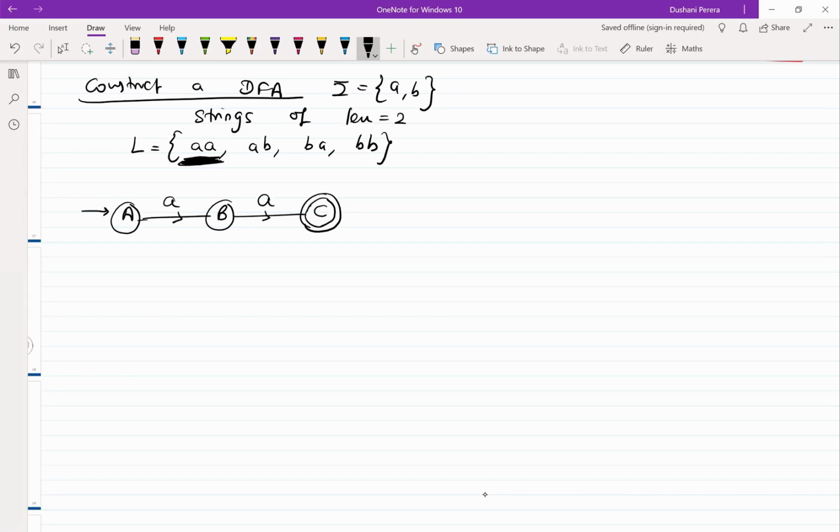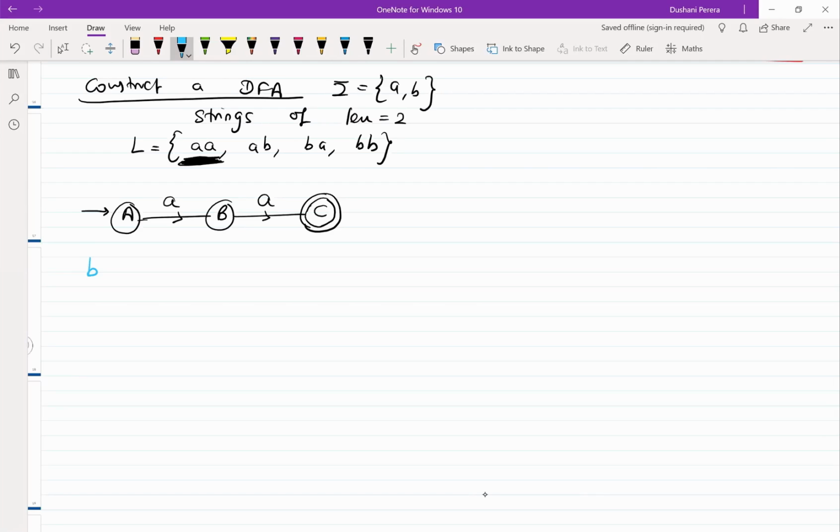Why? We haven't defined the transition for these states on input B. We can't just stop at one, because a DFA requires transitions defined on each input symbol. Okay, right? So because of that, now we are going to see what will happen to B.